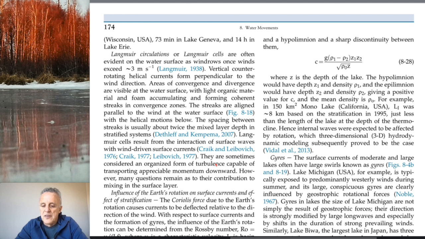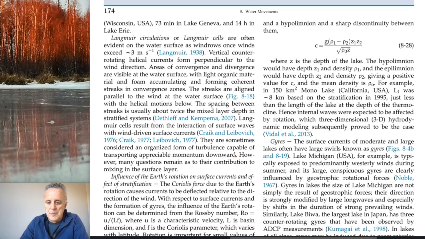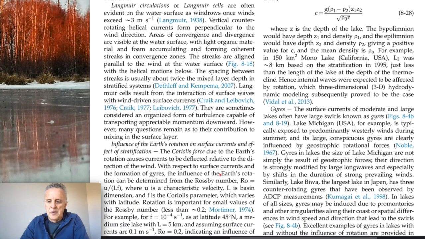Giving a positive value for C and the mean density, for example. For example, in the 150 square kilometer Mono Lake, Li or L1 was 8 kilometers based on the stratification in 1995, just less than the length of the lake at the depth of the thermocline. Hence, internal waves were expected to be affected by rotation, with three-dimensional 3D hydrodynamic modeling subsequently proving to be the case.